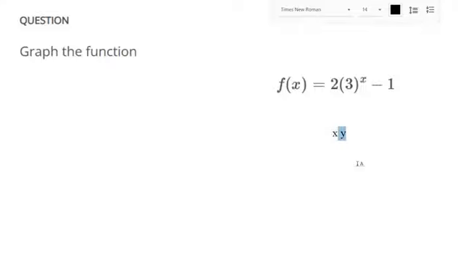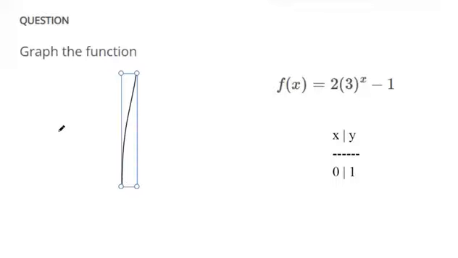We can make an x and y table of values, and we can plug in some numbers that we choose for x, see what it gives us for y, and that'll help us make a graph of this function. So 0 is usually a good one to plug in because that usually makes the calculation a little easier. 3 to the 0 power is 1. 1 times 2 is 2. 2 minus 1 makes 1. So we expect a dot at 0 on the x, 1 on the y-axis.